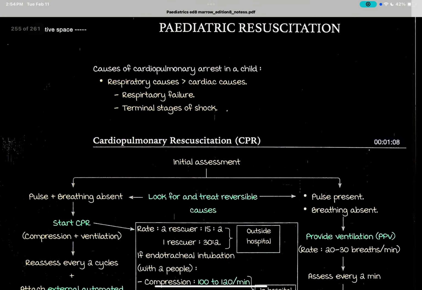Pediatric resuscitation: causes of cardiopulmonary arrest in children. Respiratory causes are more common than cardiac causes: respiratory failure and the terminal stages of shock.